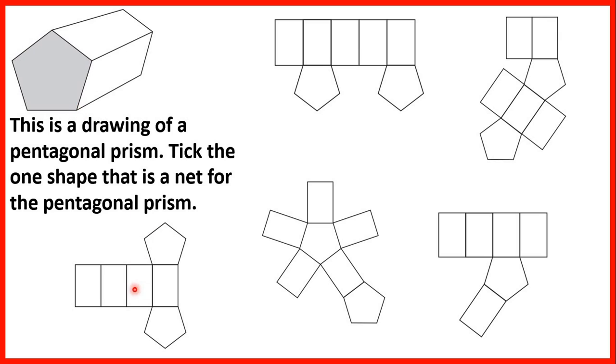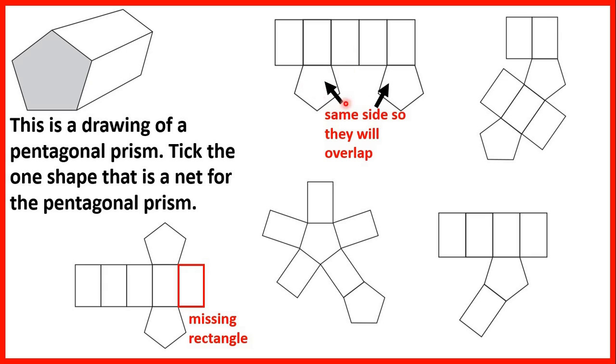So the problem with this diagram here is that it's only got 4 rectangular faces, so there's a missing rectangle. The problem with this diagram is that these pentagons are on the same side, so they will overlap. This net does work because we can have one pentagon here. We can fold up each of these rectangular faces, and then this other pentagon will be able to fold over the top, so make a pentagonal prism.